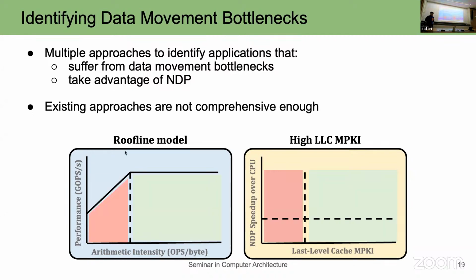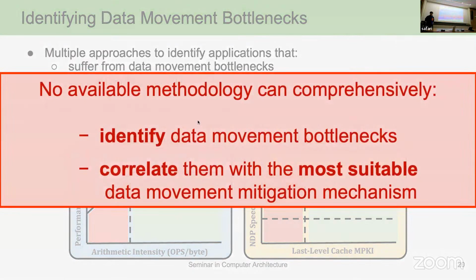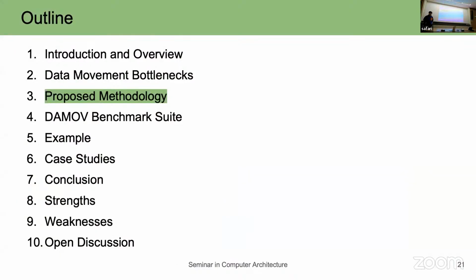So coming back to our original statement that there exist no approaches which do so comprehensively, we now can conclude that no available methodology can comprehensively identify the data movement bottlenecks and also correlate them with the most suitable data movement mitigation mechanism. Now we'll have a look at the proposed methodology.